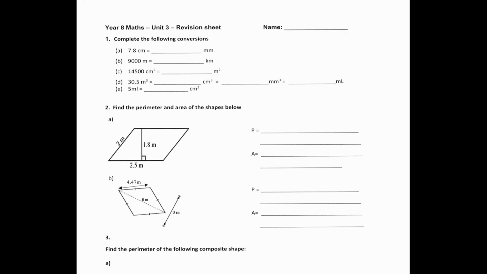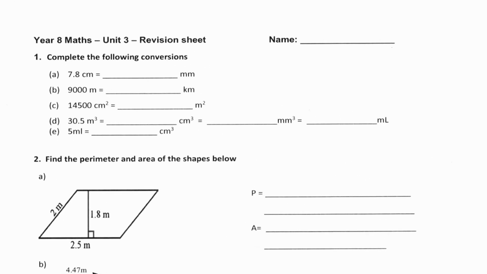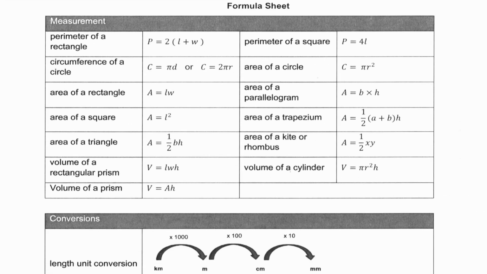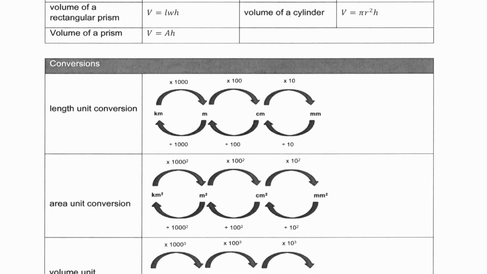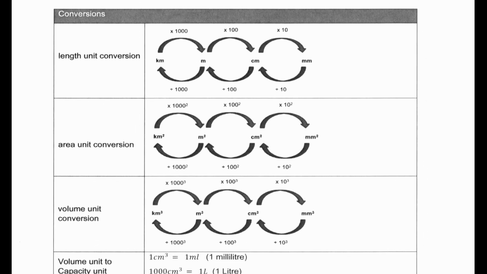Okay, this is the corrections for the Year 8 revision sheet. All right, the first one here is 7.8 centimeters into millimeters. We have a look at the conversion chart that we're given, and there's three options here. There's converting length, area, or volume. So let's have a look.